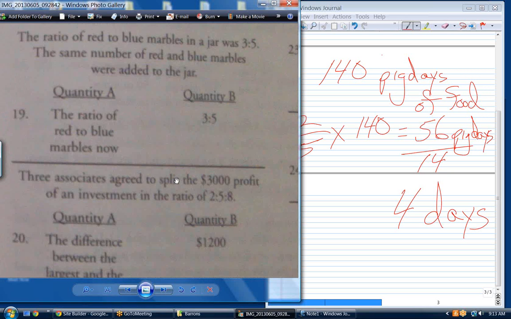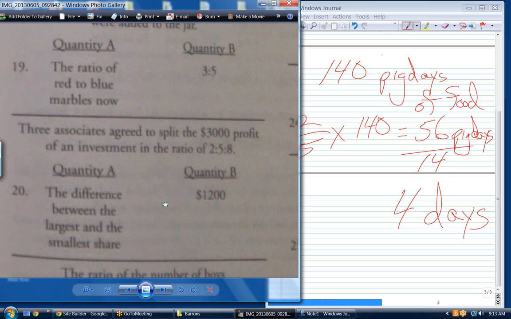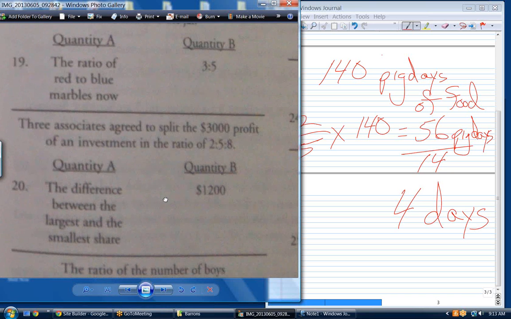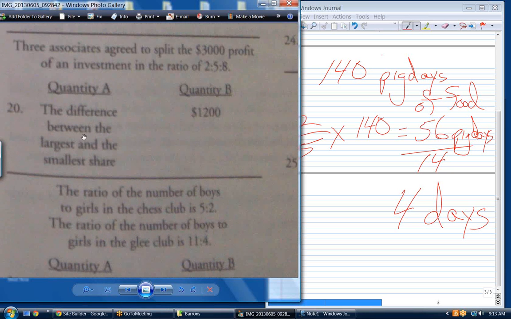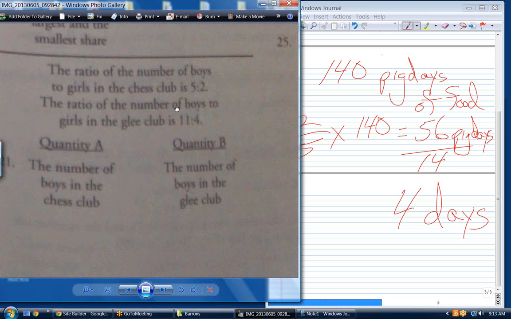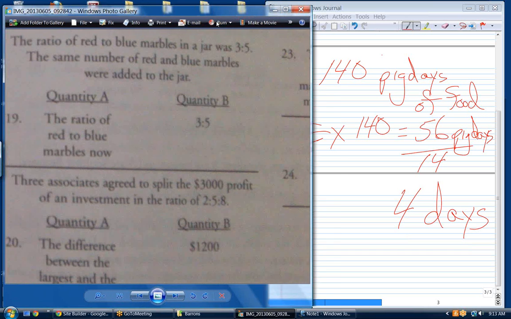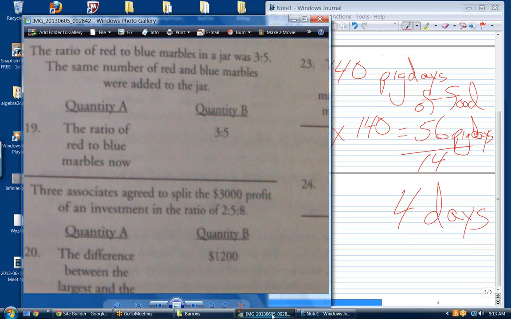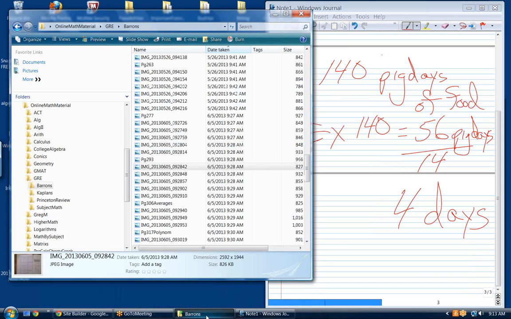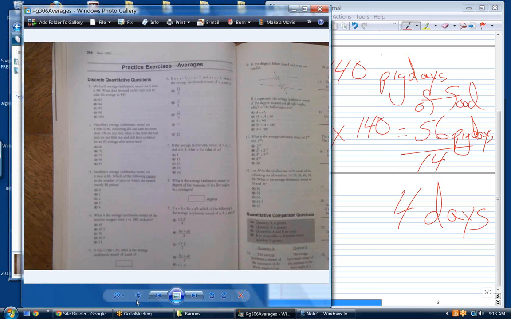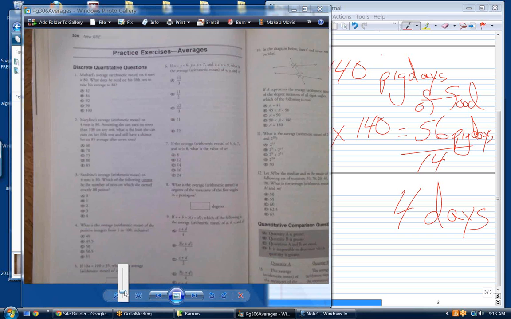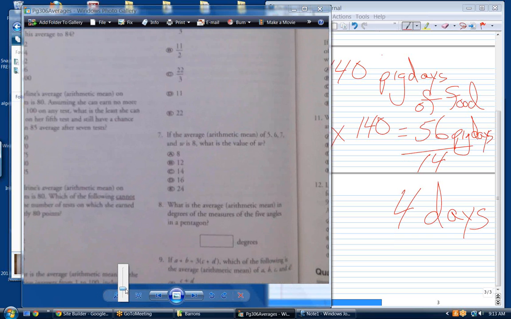Now, somehow, I'm not sure what happened, but somehow I got skipped ahead 3 or 4 sessions ago, and we did these problems. I remember that. Blue marbles. I remember doing the difference between the smallest and largest share. So let's make sure we don't waste more time doing that. Let me pull up the next page. Let's go to averages. That's the next math discipline that they want to talk about, is averages.